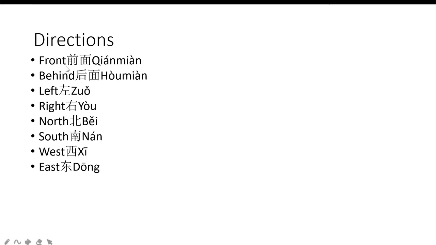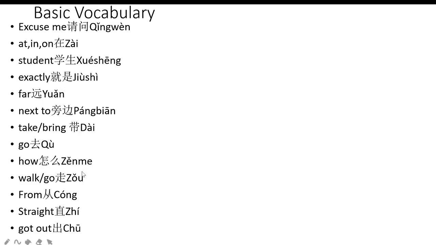Directions. Front is Qian Mian. Qian is front. Mian is the side. Hou Mian is behind. Left is Zuo. Right is You. North is Bei, that's why Beijing is Beijing, because Beijing is in the north of China, so that's why it's Beijing. Nan, Xi, Dong. Nan is south, Xi is west, east is Dong.